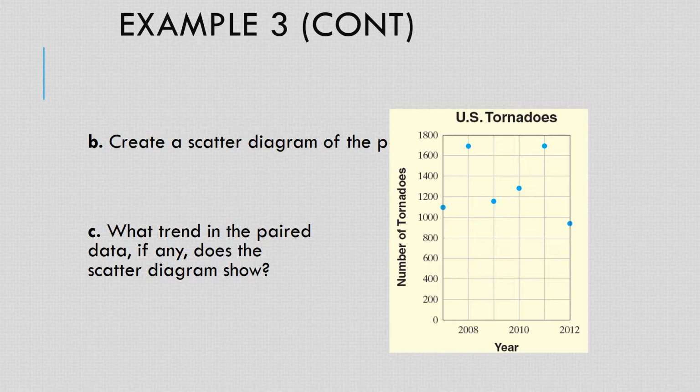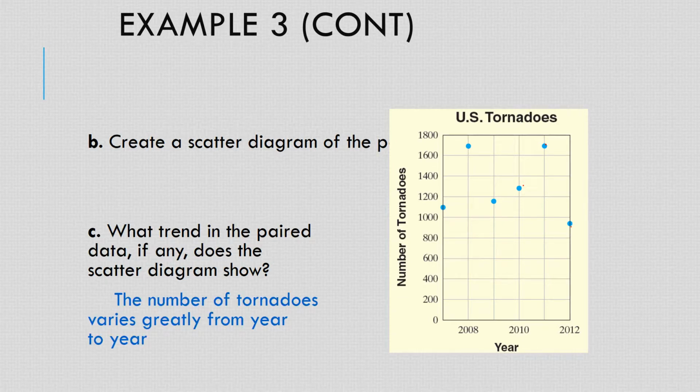And so then it asks me, what trend in the paired data, if any, does the scatter diagram show? If I look at this, these points are scattered everywhere. They're here and here and here and here. There's no pattern that's occurring. So therefore, I would say that the number of tornadoes just varies. There's no way I could predict this year you get more tornadoes, this year you get less tornadoes, because they vary from year to year.